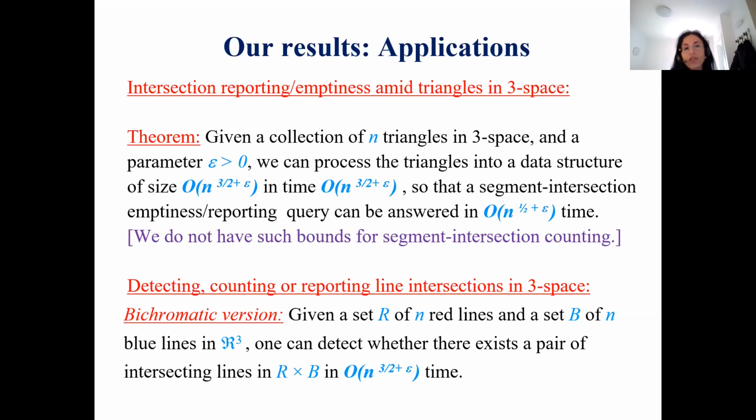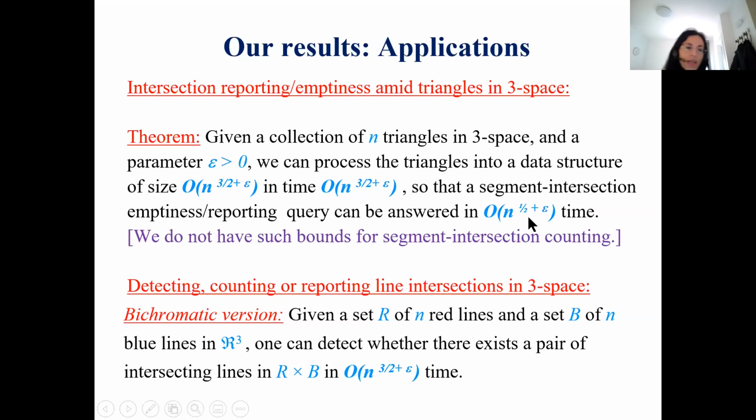One of the open questions is not exactly about high dimension, but about different objects like curved objects, balls or hemispheres. With this, we don't know how to handle, at least not at the moment. So, one theorem about reporting or emptiness amid triangles in 3-space: we're given a collection of n triangles and a parameter epsilon, and we can process the triangles into a data structure of size n to the 3/2 plus epsilon, so that segment intersection emptiness or reporting queries can be answered in time n to the 1/2 plus epsilon.